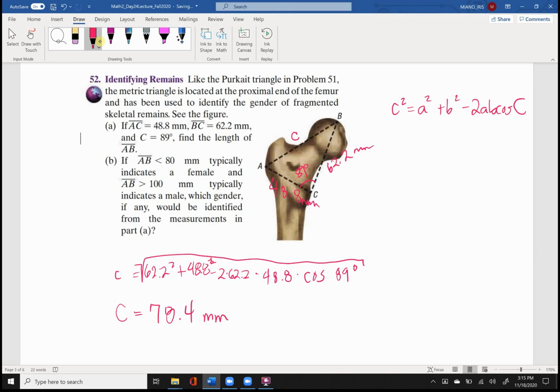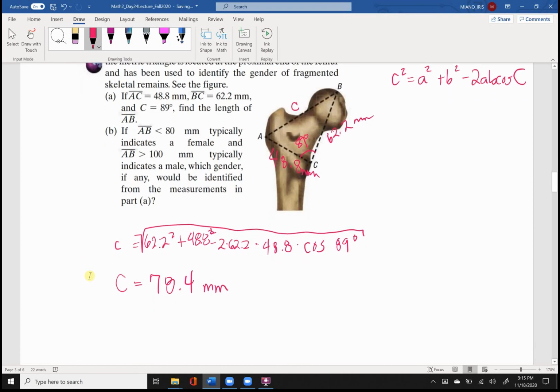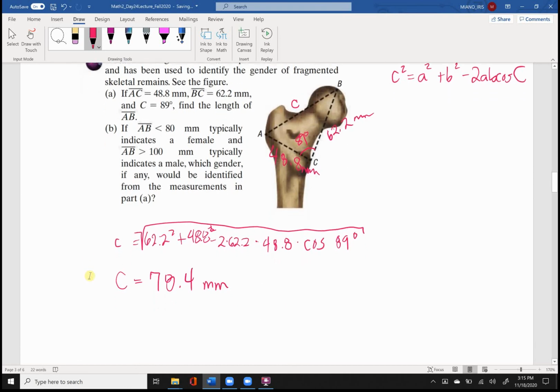The metric triangle is located at the proximal end of the femur. It's been used to identify sex. This length from A to B, from the ball socket joint to this other edge, I don't know what it's called. If you determine that length, you can figure out if the remains likely come from a female person or a male person. So here, enter part B.